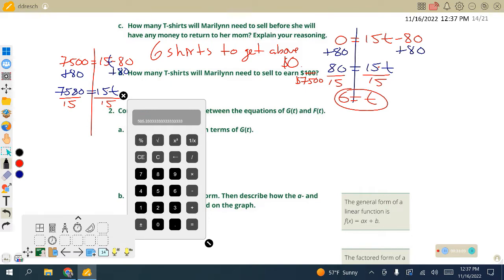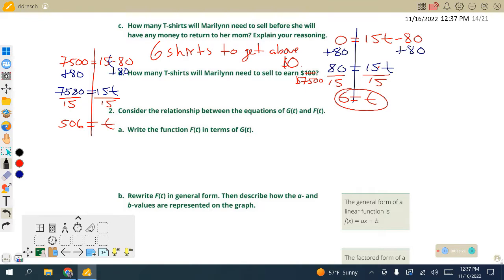How many t-shirts do we sell? 506 t-shirts. We need to sell 506 t-shirts to make that $7,500 because we gave away $80 right there. Okay, all right. So if you own your business, that's a rough idea of how that's going to go.